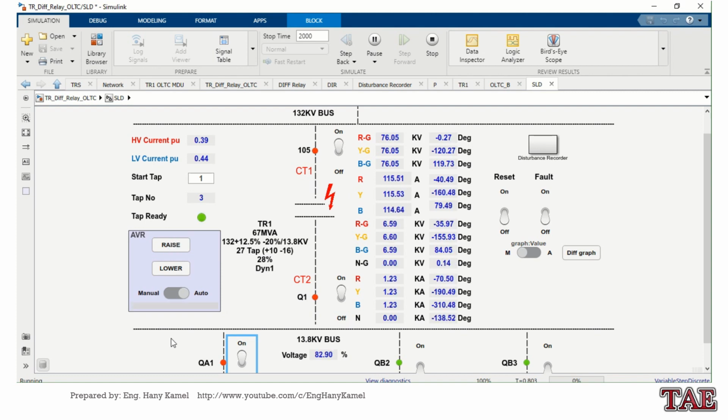Now the AVR will start to regulate the bus. We can see what happened in the current. The current already has some peaks, drops down, and goes up again. The problem is now clear also on the voltage.